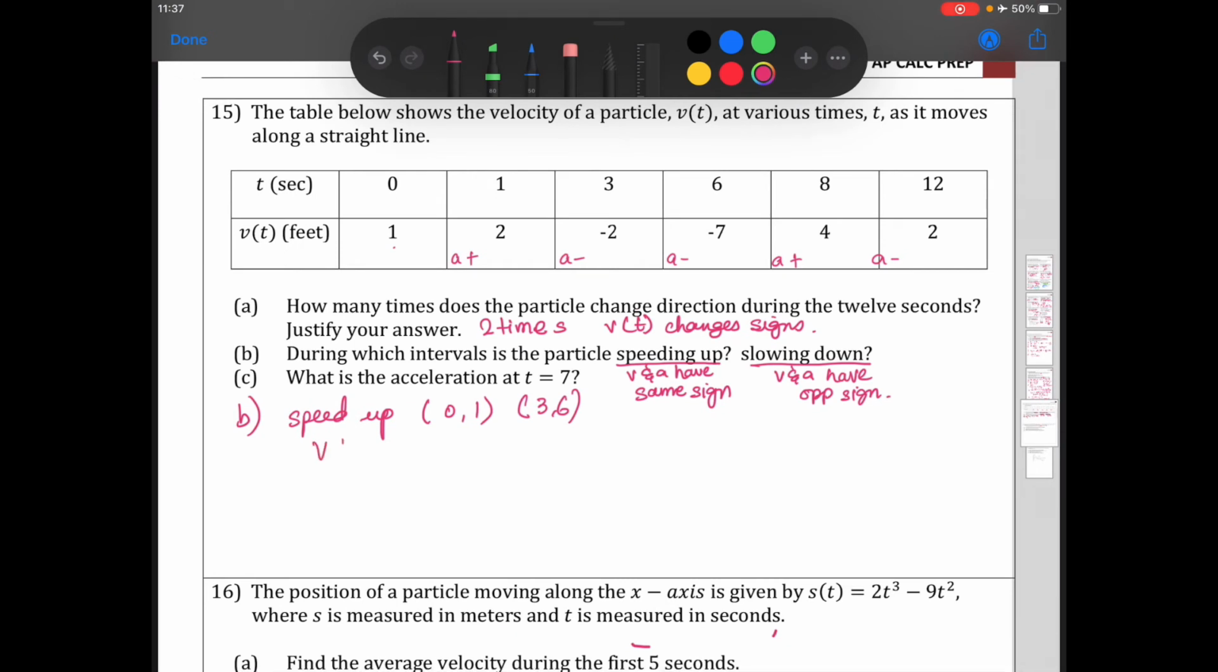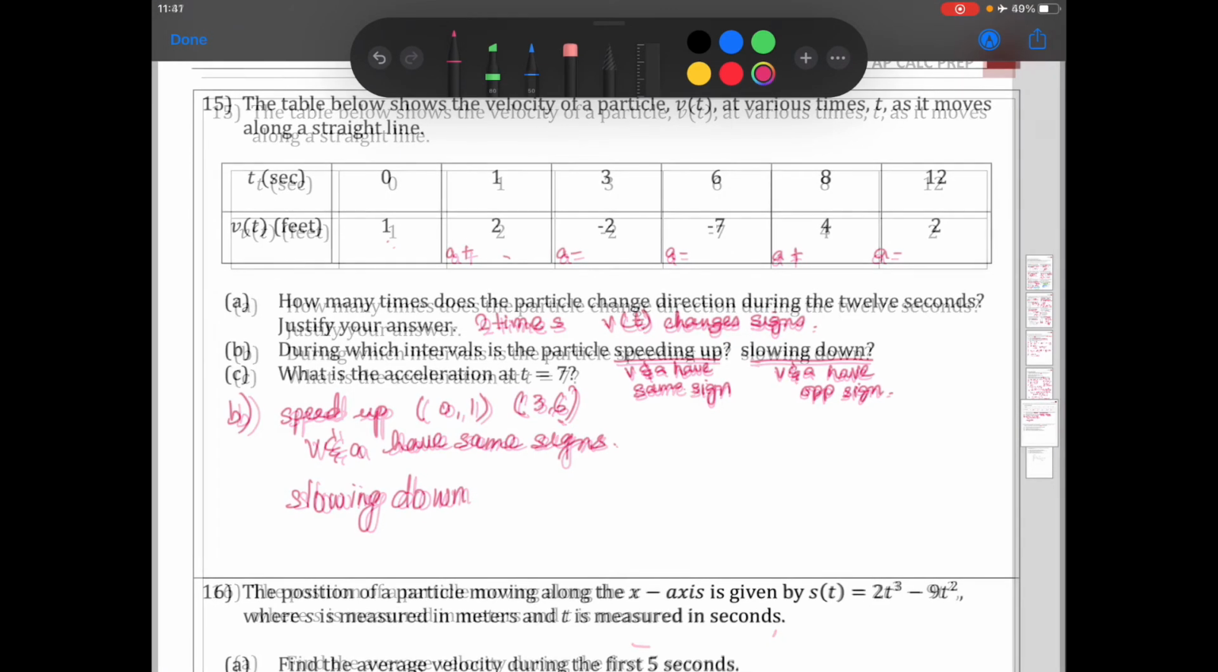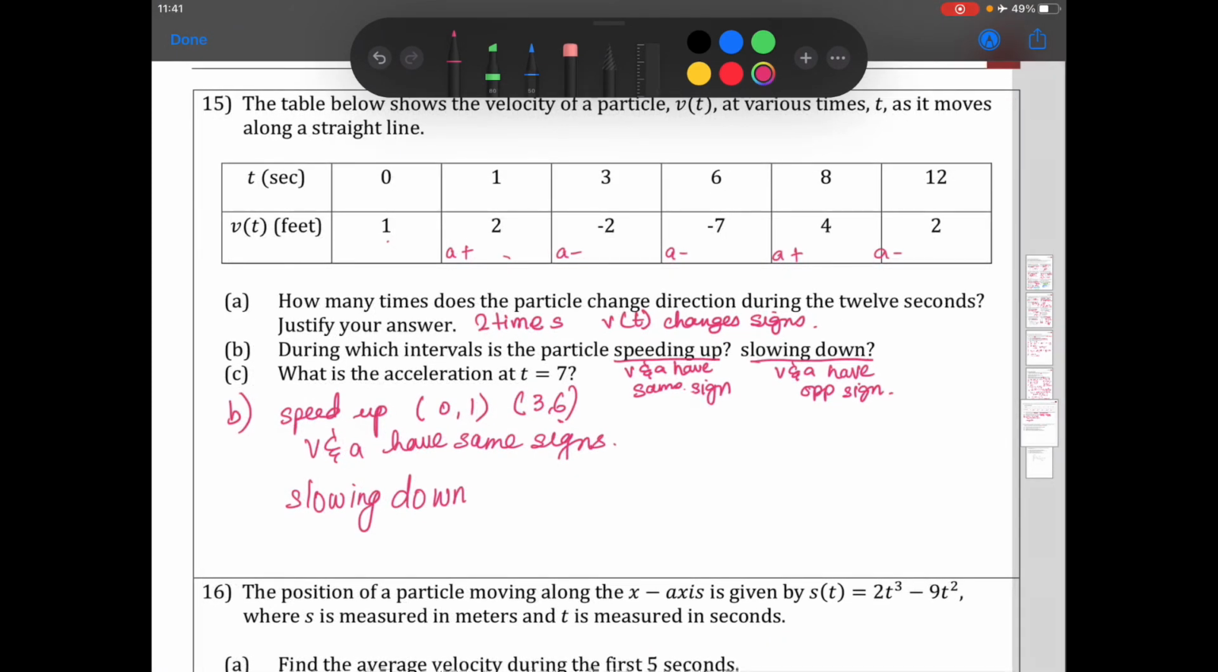And my reasoning is velocity and acceleration have the same sign, although we wrote it there. Now slowing down. It's slowing down from 8 to 12, that's when velocity and acceleration have opposite signs.